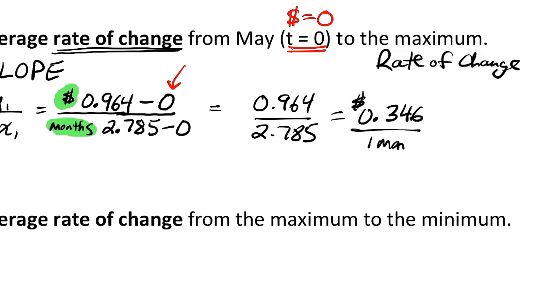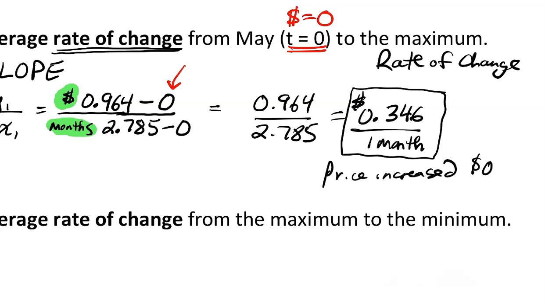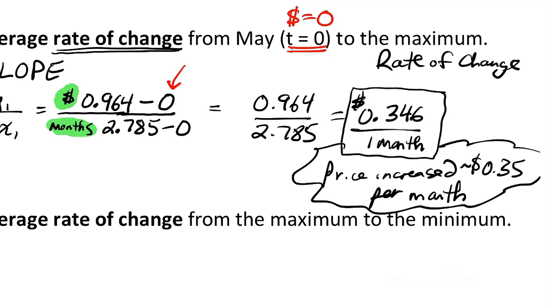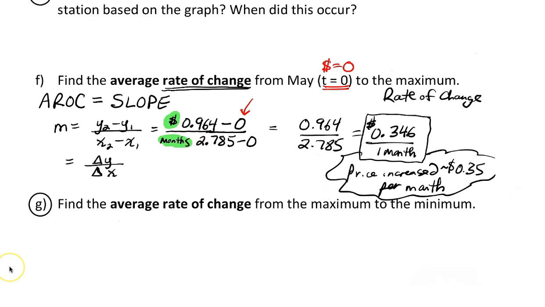So it looks like, based on this data, that the price of gas increased about 35 cents. Roughly 35 cents per month. And that's how we'd interpret that slope. And then on G, you'll be asked again just to show us that you can calculate the average rate of change from the maximum to the minimum.